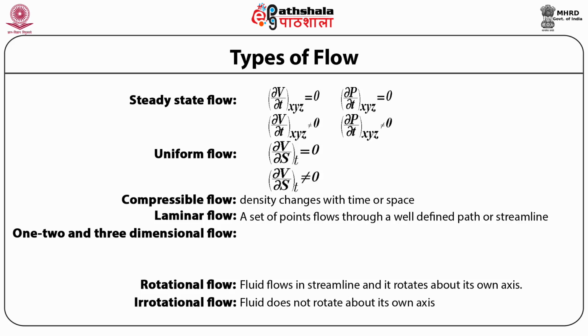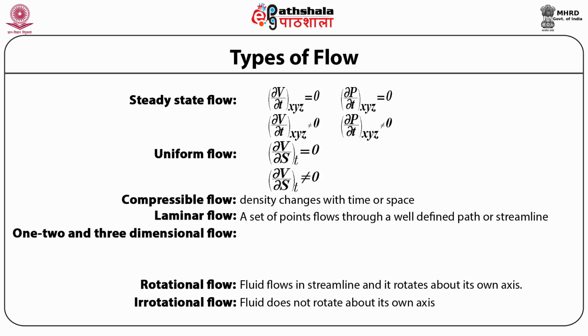The reverse one is your turbulent flow. In turbulent flow, the fluid particles move randomly. That means they change the direction at every instant. The flow of laminar and turbulent is characterized by a dimensionless number, that is Reynolds number, which is the ratio of inertial force to viscous force.